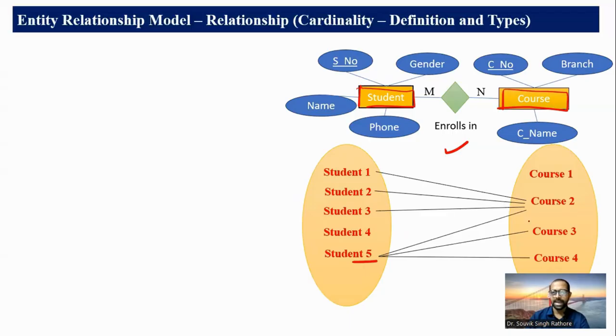Student 5 can enroll in course 2, let it be the DBMS, in course 3, it can be data structures, and course 4 can be discrete mathematics. And at the same time, one course can have multiple students. For example, your DBMS can have student 1, student 2, student 3, and student 5. Therefore, the relationship between the student and course is many to many, or M is to N.